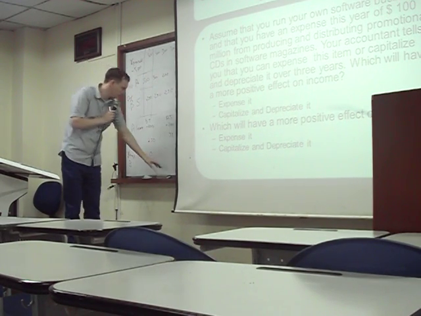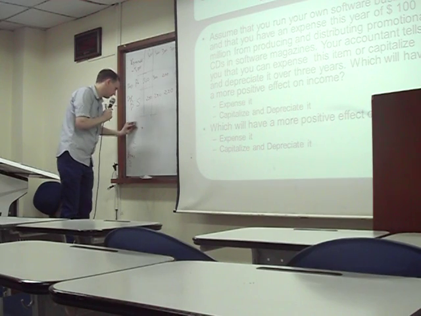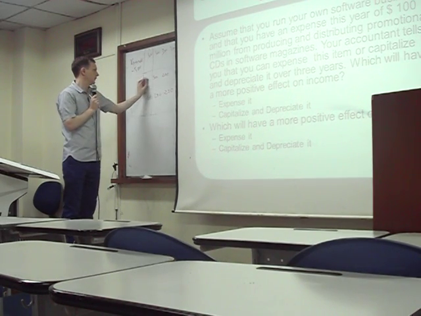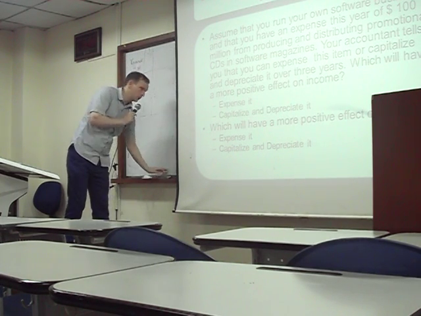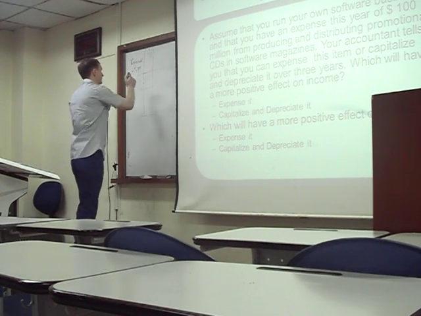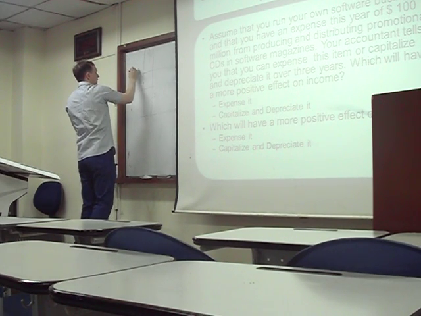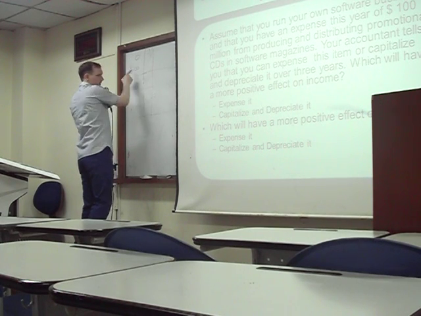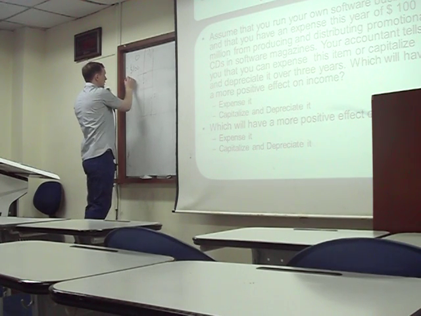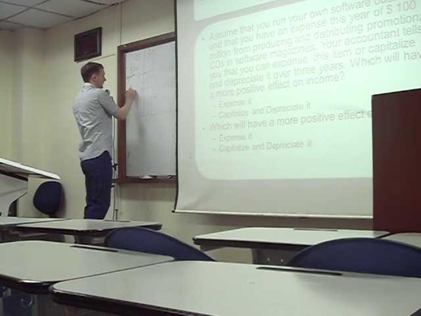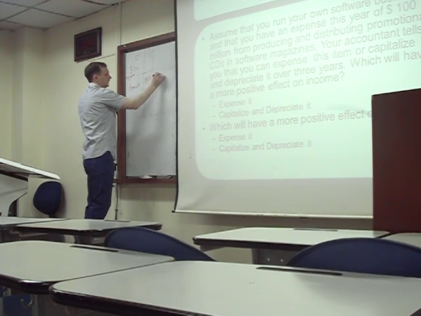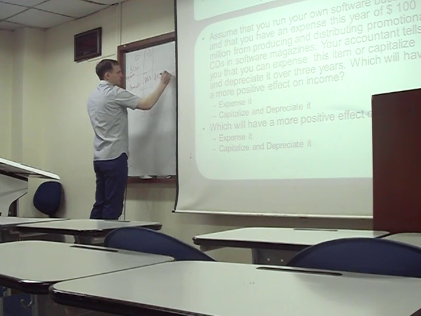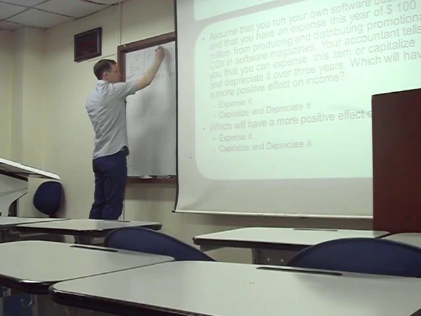So maybe we can write those choices here. So you have the choice, it's 100 million. So you have 100 million, either you can spend in year zero expense, okay? Or you can depreciate. Depreciate it over 3 years. It's going to be 33.3 million a year, okay? One, two, three. Okay, those are your choices.